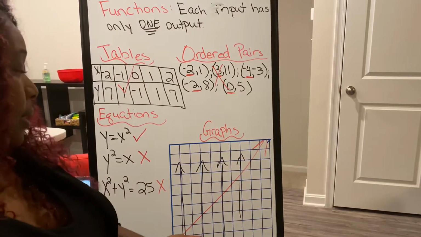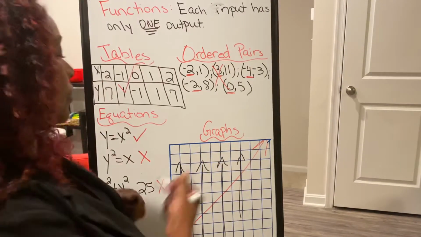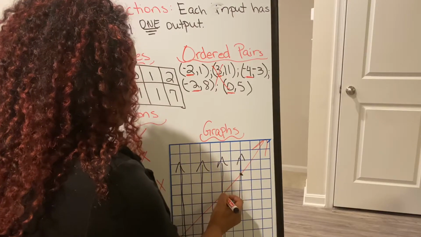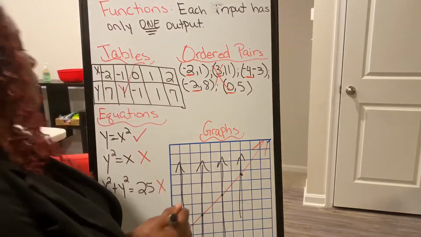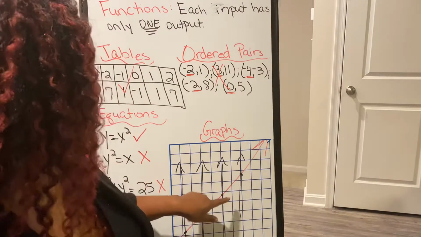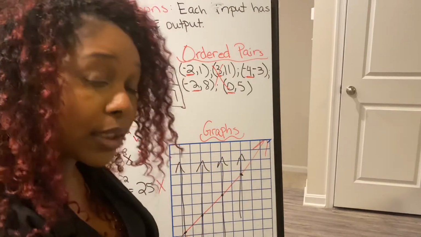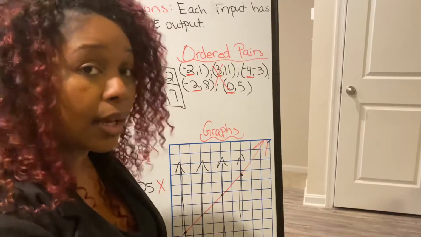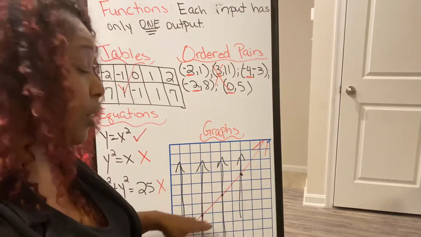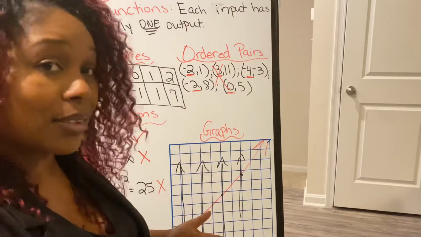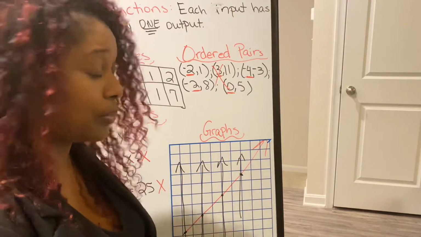How many times did my black line cross my red line? I crossed here, here, here, and here. At any point, did any of my black lines pass through my red line twice or more than one time? No. So this is a function because it passed the vertical line test. We did this already, remember, this is nothing new, it's just review, okay?